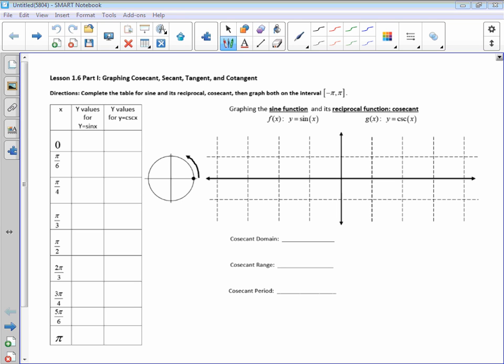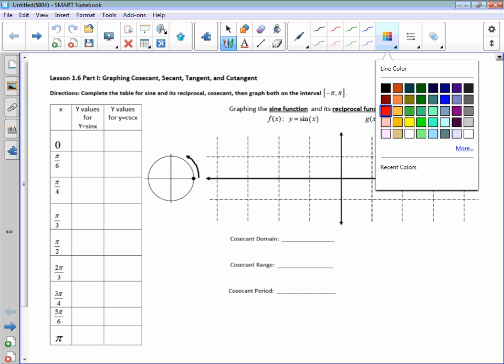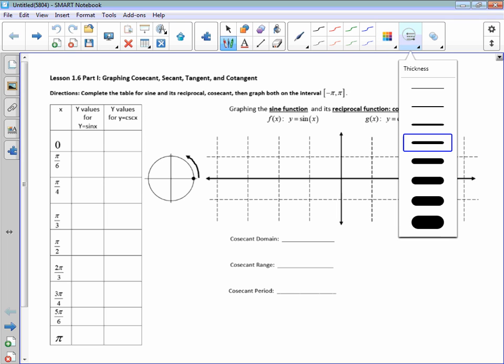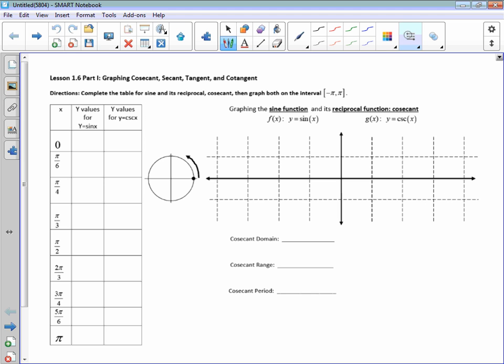Graphing cosecant. So let's think about our values that we did for sine.